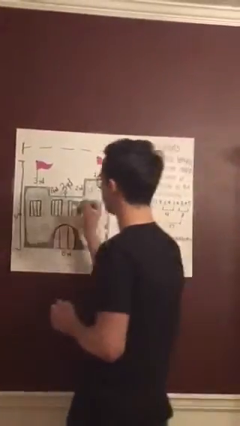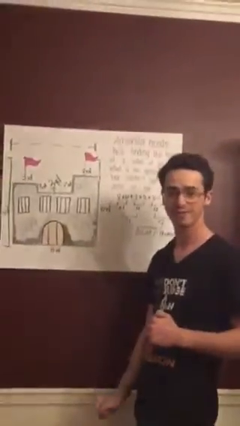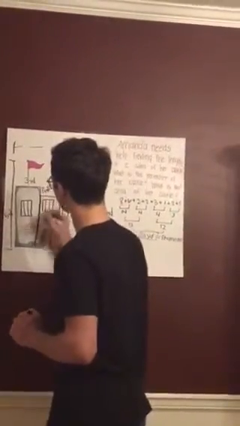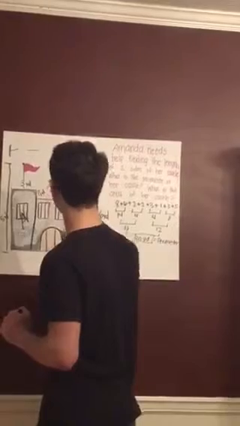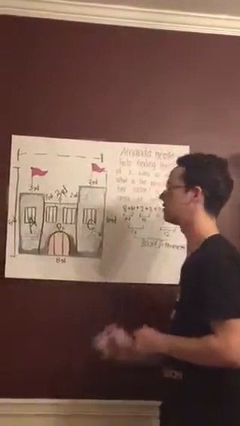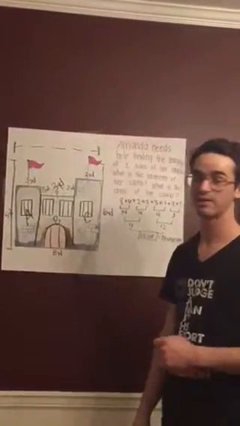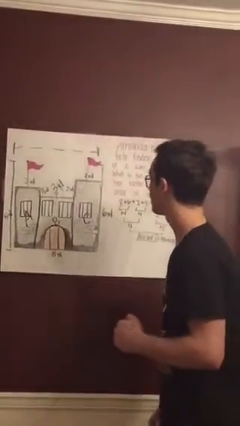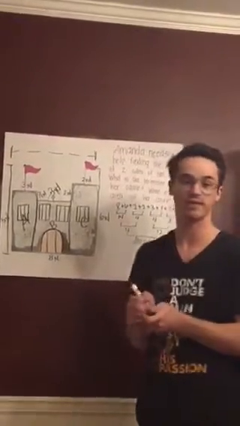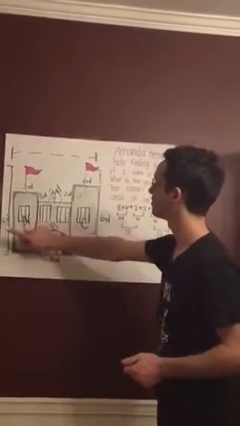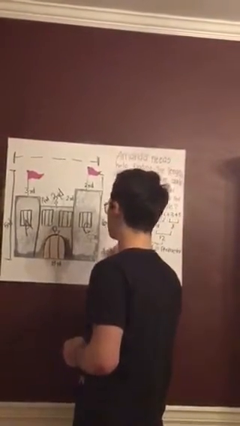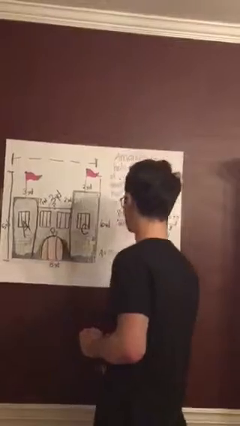Now, to get our area, I'm going to divide Miss Amanda's castle into 3 different rectangles. This is going to be rectangle A, this is going to be rectangle B, and this is going to be rectangle C. Now I'm going to find the length and the width of all 3 rectangles and simply add them all together. So 5 by 3 is 15, so rectangle A is 15 yards squared.